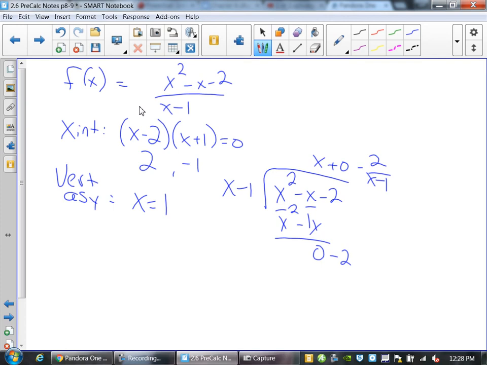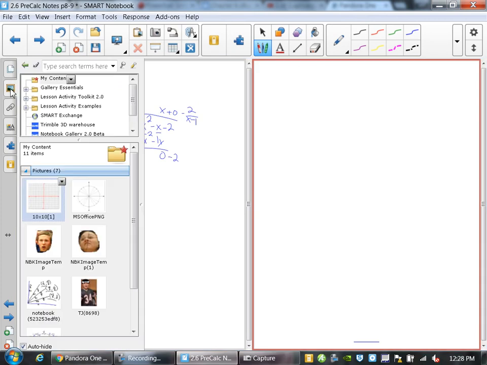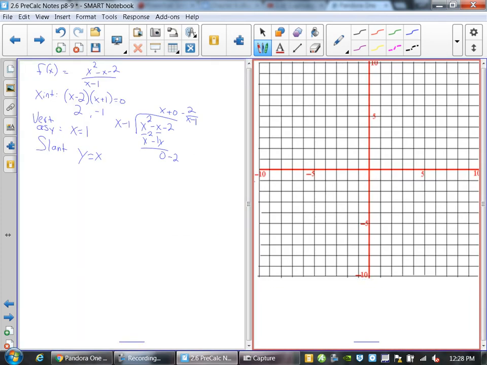So what would be the equation of the slant asymptote? Y equals x. The slant winds up at the y equals x. And you do the same idea about picking some points and bouncing them around. So slant at y equals x.